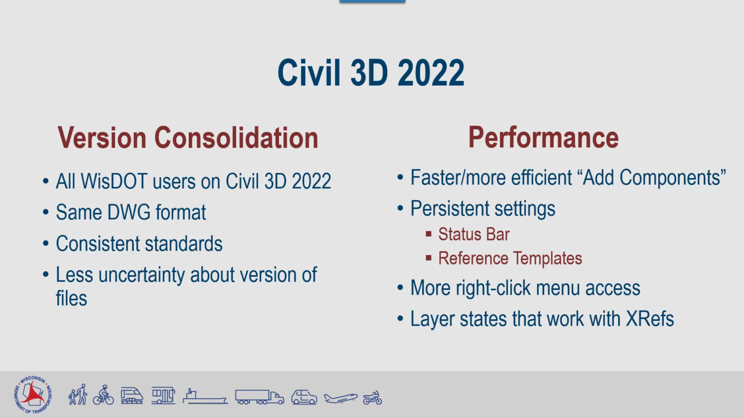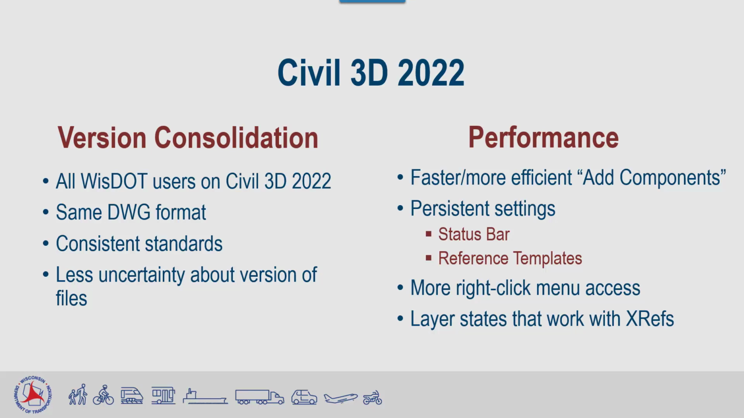It also gives our staff more certainty when working on various projects, knowing they don't have to check which version of Civil 3D they should be using. Our hope is that we will be able to keep moving forward as one as new versions are implemented. Second, we made a number of improvements with our configuration related to performance and usability.